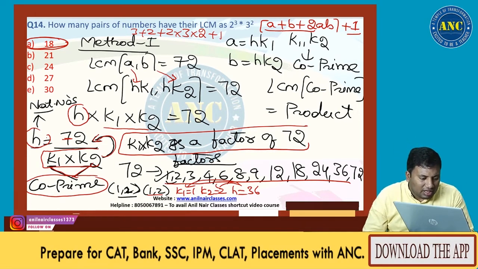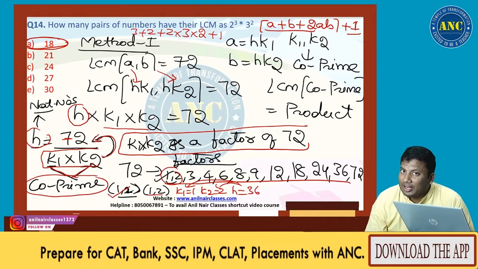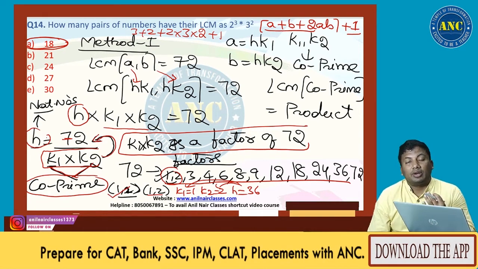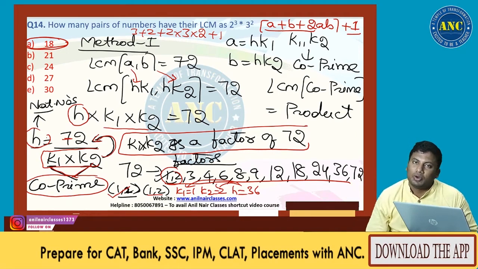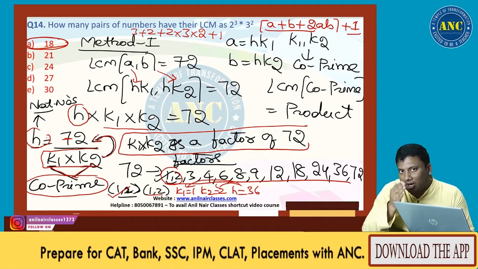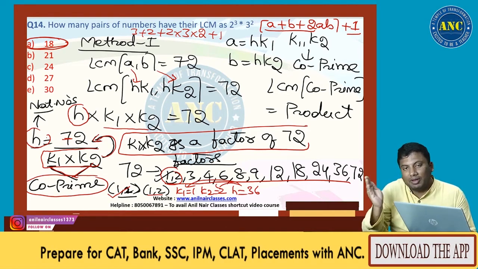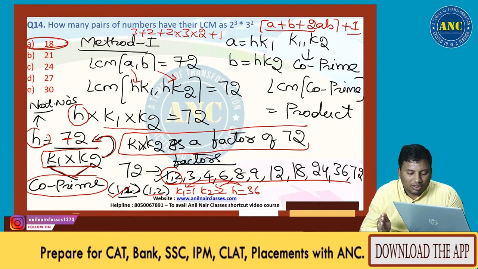One case I got. Next if I take 1 into 2, it is 2. Is 2 a factor of 72? Yes. 72 by 2 is 36. LCM of 36 comma 72 is 72. This case is possible. 1 and 3: 72 by 1 into 3 is 24. LCM of 24 comma 72 is 72. That means 1 will be with 1, 1 will be with 2, 1 will be with 3, 1 will be with 72. Total 1 with all the numbers including 1, total 12 cases.